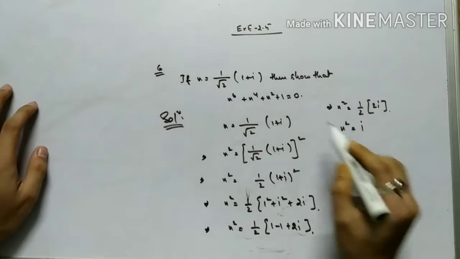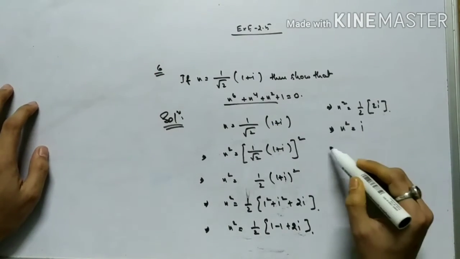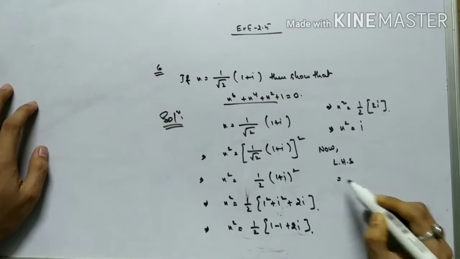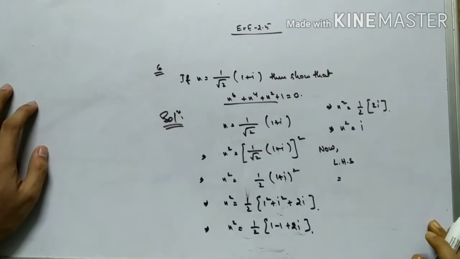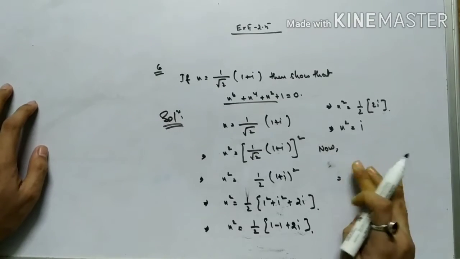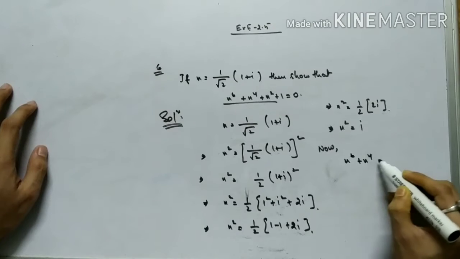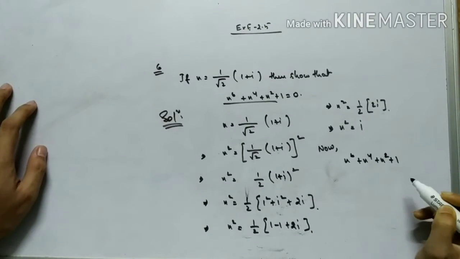So now I will write this one. I have to show that this is equal to this one. So now, no need to write LHS, you write now x to the power 6 plus x to the power 4 plus x square plus 1.